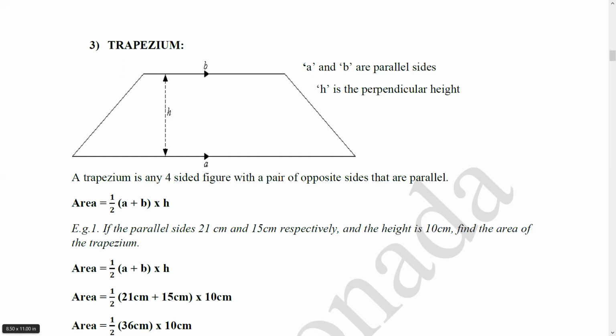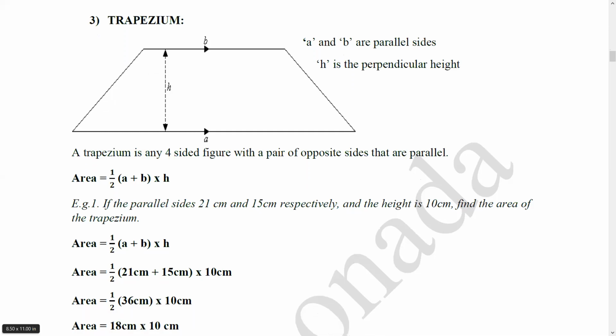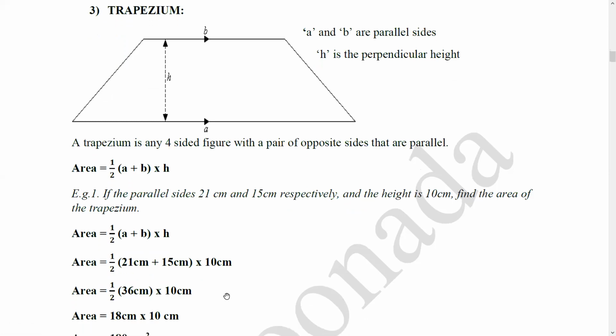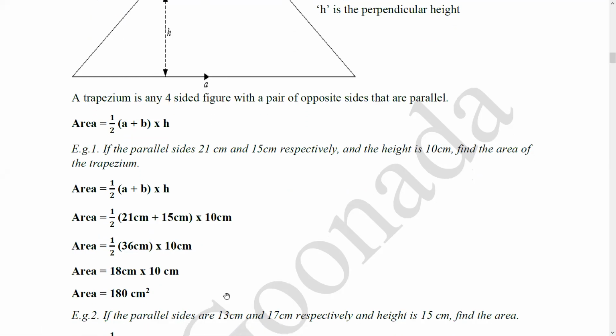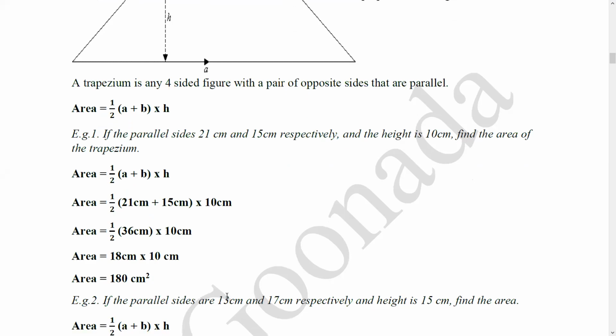So this will work out to be a half of 36 centimeters because 21 plus 15 is 36. And a half of 36 is 18 centimeters. So it will be 18 multiplied by 10, which will give us 180 centimeters squared. Any questions? No. Okay. So try this one for me.